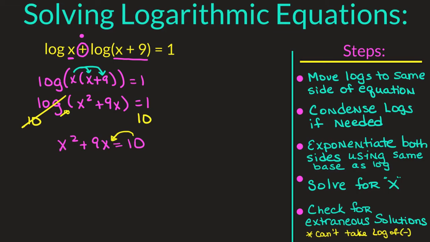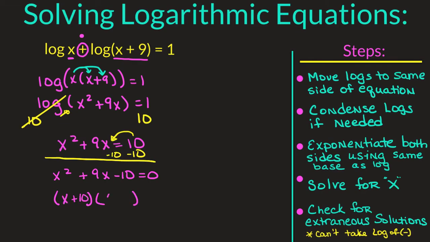So let's go ahead and subtract 10 on both sides. Make sure you put it in the right location. It is a c value when it moves over, leaving us with x squared plus 9x minus 10 equals 0. Now you need to check to see if it's factorable. I know it is. So I'm going to go ahead and create our two factors. We're going to have x plus 10 and x minus 1.